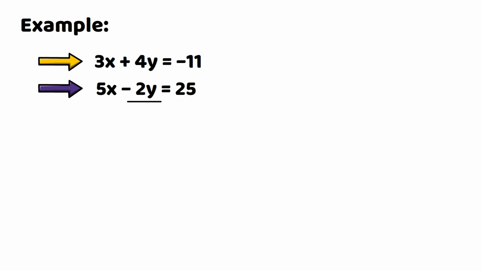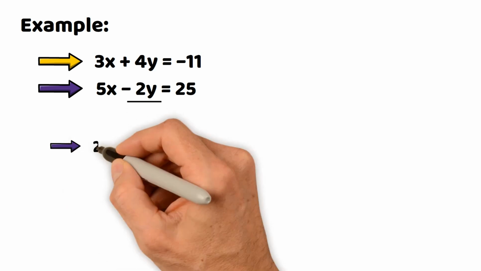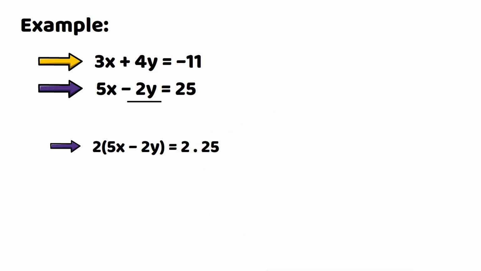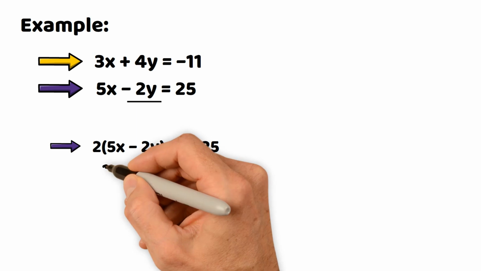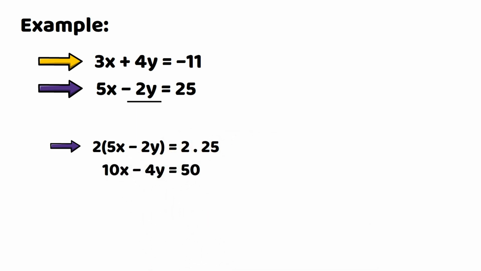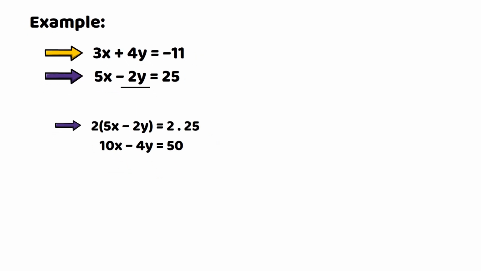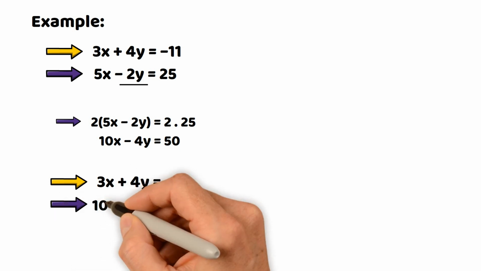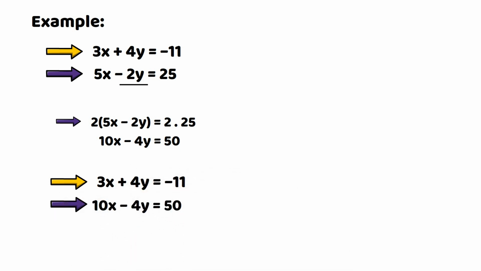The easiest target seems to be the y term. We can multiply the bottom equation by 2 in order to get the y term to be negative 4y, which will cancel out with the 4y in the top equation when we add them together. Multiplying everything by 2 in the bottom equation makes the bottom equation 10x minus 4y equals 50. So we're left with the following two equations. 3x plus 4y equals negative 11, and 10x minus 4y equals 50.